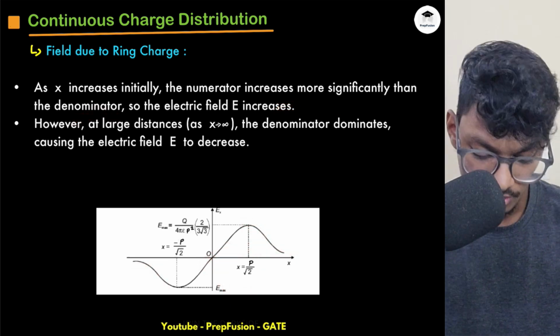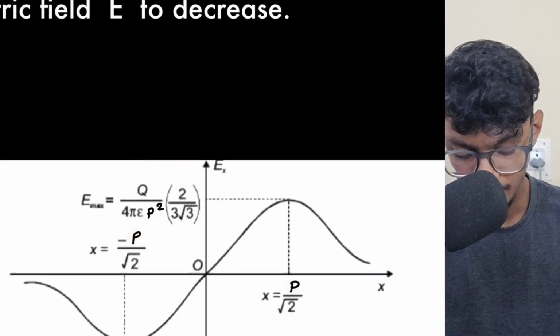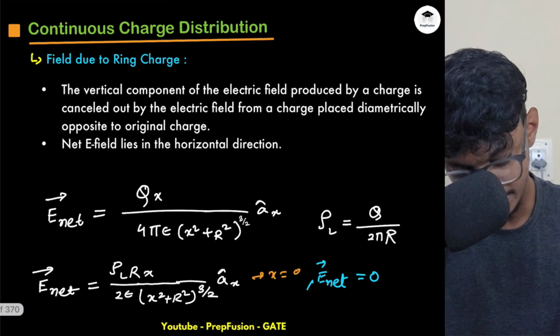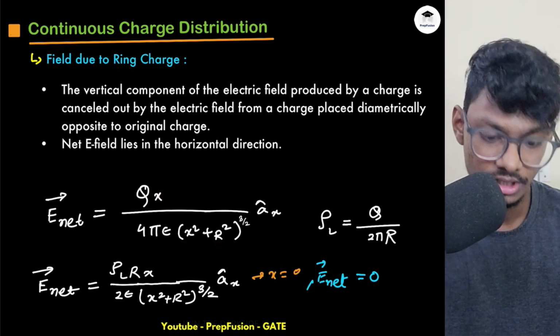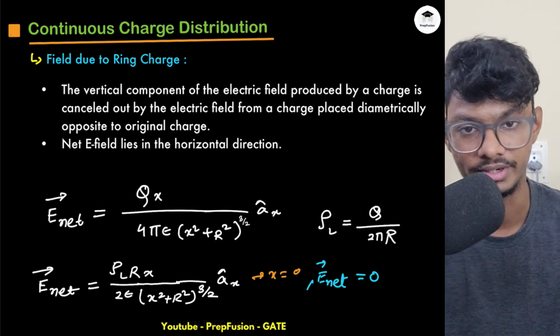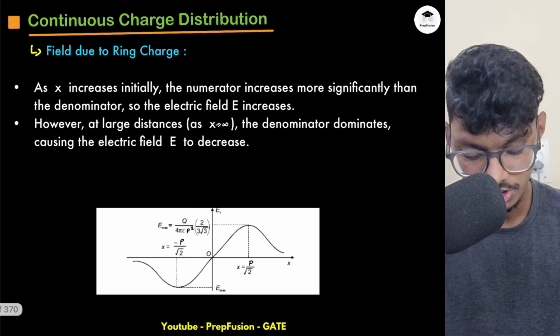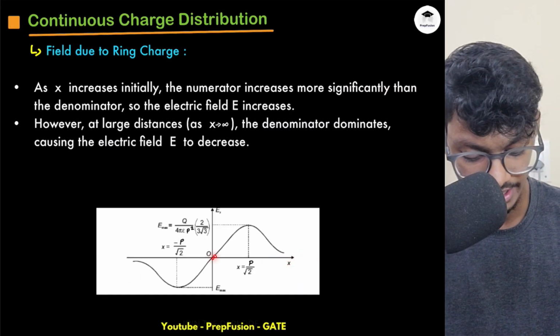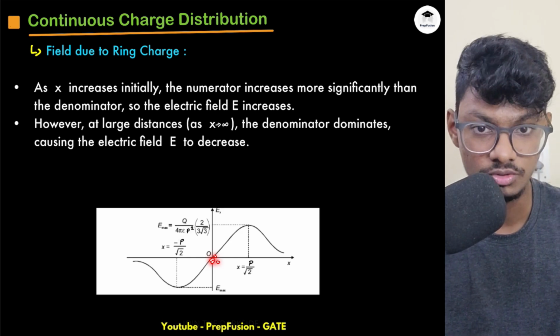again reduces. Why? The function is like this only, because I have x and x square here as well, right? So initially this will dominate, and after that this denominator will dominate at higher values of x. So towards the end, electric field will go to 0. Again at origin, electric field will be 0.